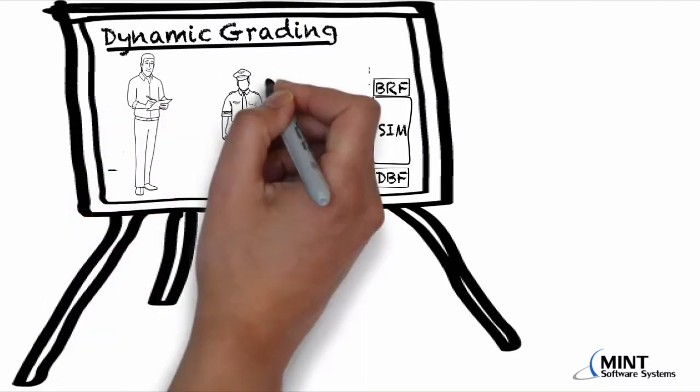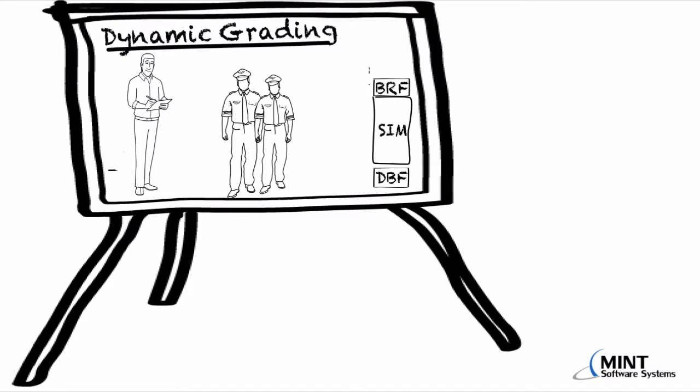We have here our examiner, our instructor, with our two pilots, and this instructor now is presented with these items, with these grading items, to grade our pilots. And how this can be set up in the MINT system is what I want to show you now.